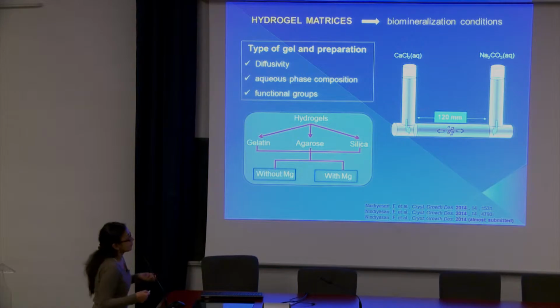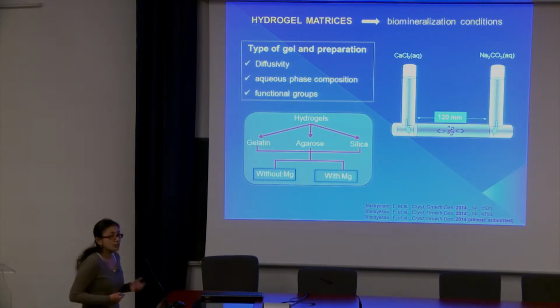In this system, you have the hydrogel in the middle and two sources here: this one is for the calcium, and this one is for the sodium carbonate. Then you expect the calcium carbonate crystals to grow in the hydrogel. In our system, we also put magnesium inside the hydrogel, so we can see the effect of magnesium on the growing calcium carbonate crystals. I will start by showing you the aggregates that we obtain from this system.